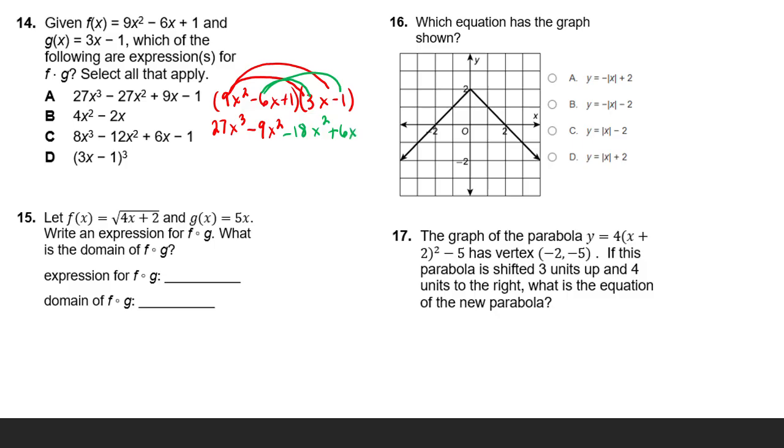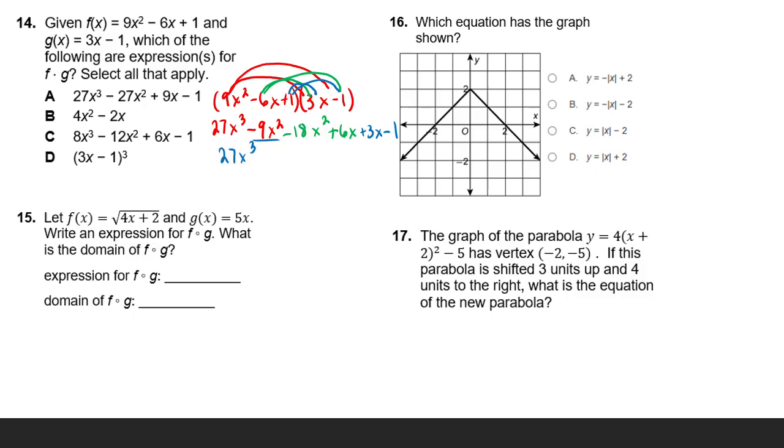And then I'm going to multiply the 1 by everything. So 1 times 3x gives you a positive 3x. And then 1 times a negative 1 is a minus 1. Then we're just going to go through and combine like terms. This is my only cube.